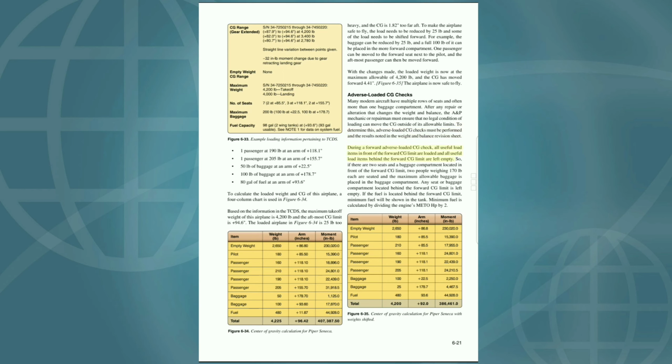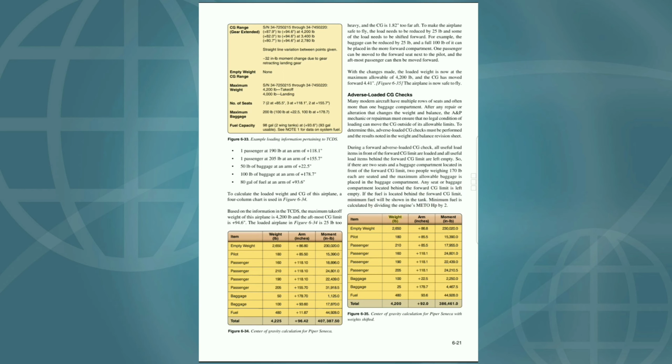During a forward adverse loaded CG check, all useful load items in front of the forward CG limit are loaded and all useful load items behind the forward CG limit are left empty. So, if there are 2 seats and a baggage compartment located in front of the forward CG limit, 2 people weighing 170 pounds each are seated and the maximum allowable baggage is placed in the baggage compartment. Any seat or baggage compartment located behind the forward CG limit is left empty. If the fuel is located behind the forward CG limit, minimum fuel will be shown in the tank. Minimum fuel is calculated by dividing the engine's METO HP by 2.